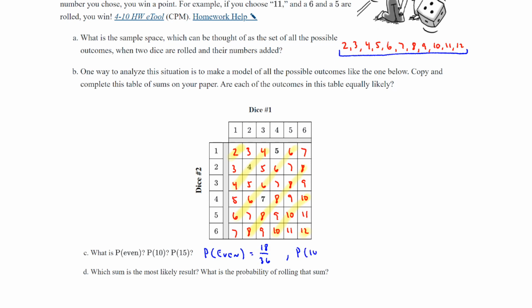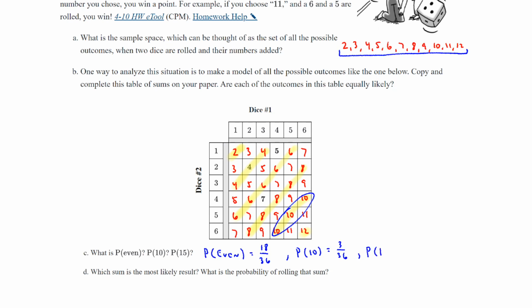The next is, what's the probability of rolling a sum of 10? So you can see your probability of rolling a sum of 10 is right here. There's 3 possibilities out of a total of 36. So once again, we could reduce that to 1/12, but we're going to leave it that way. So 3 out of 36.